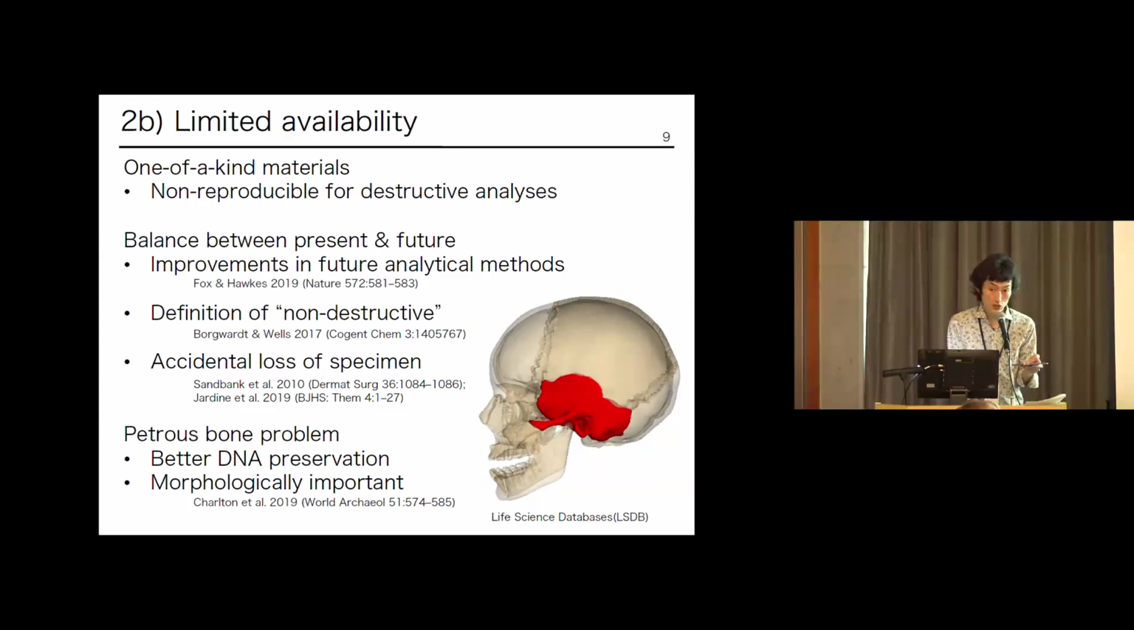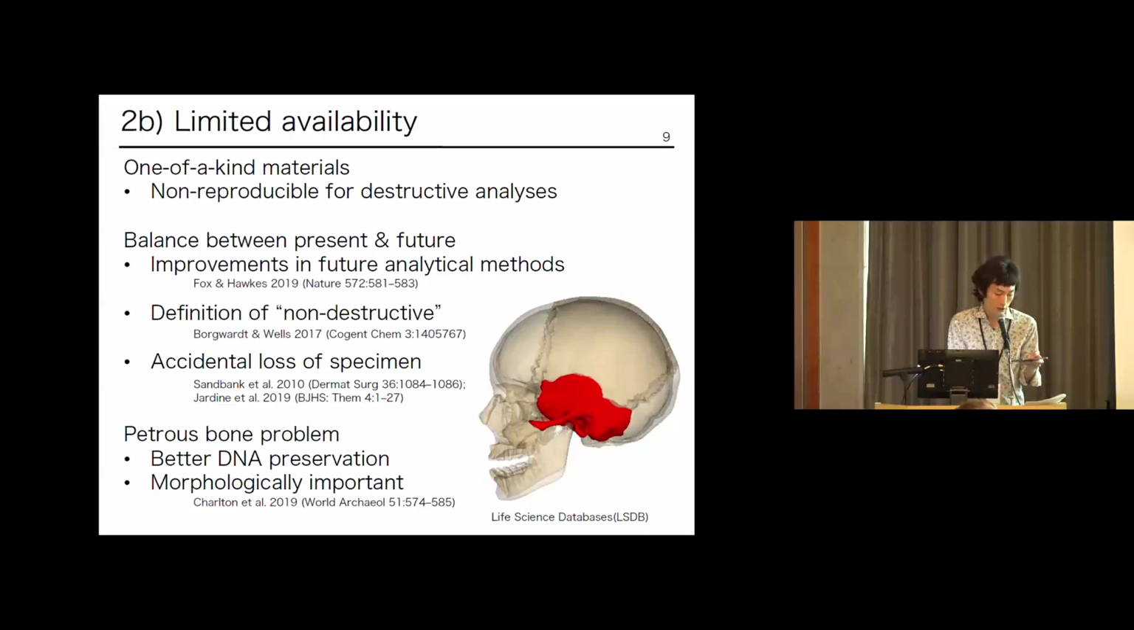immediate results or to preserve the specimens for long-term use with advanced techniques in the future. One such issue is the petrous bone. The petrous bone is the bone around the inner ear and is known to preserve ancient DNA better than any other skeletal parts. As a result, petrous bones have been increasingly sampled worldwide in recent ancient DNA analysis.